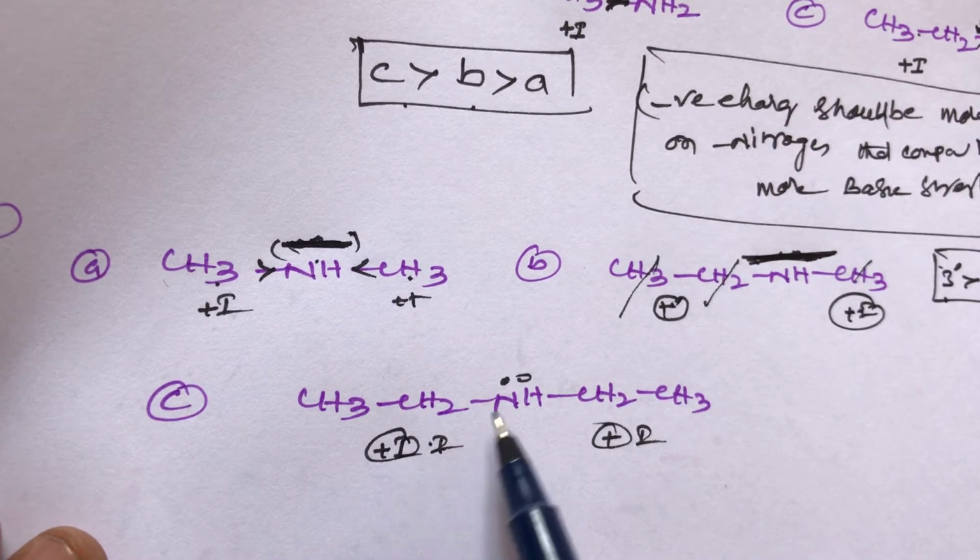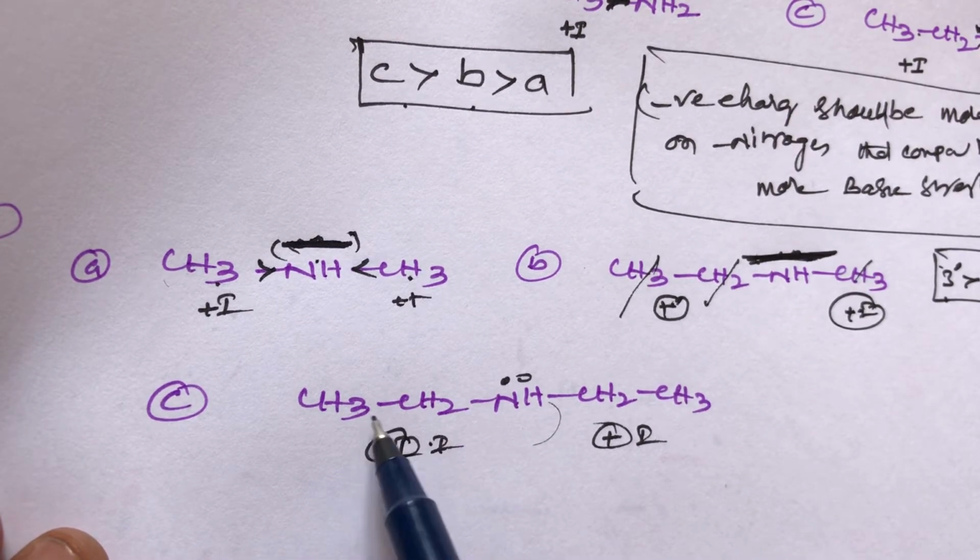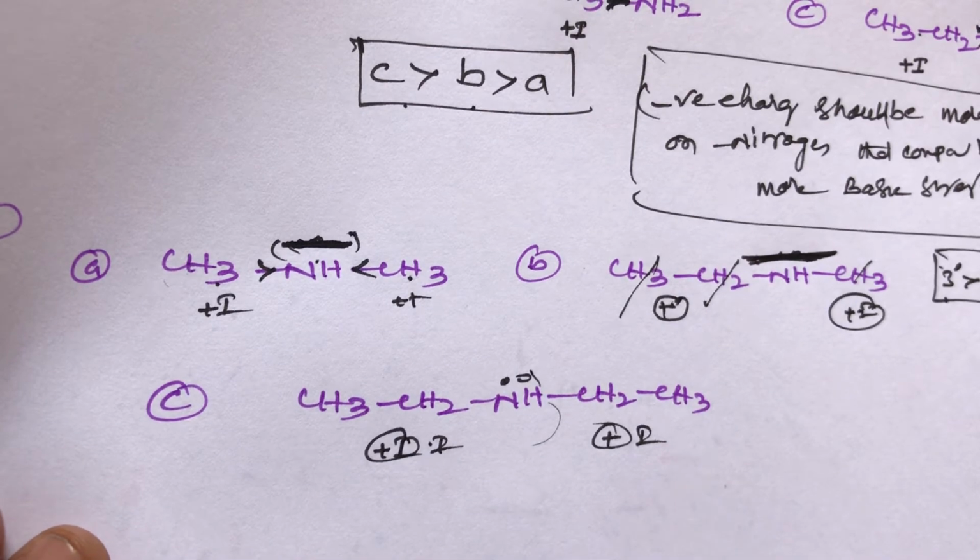And what about the C compound? How many hydrogens surround this NH? This NH is surrounded by ethyl groups. Ethyl groups are more releasing.